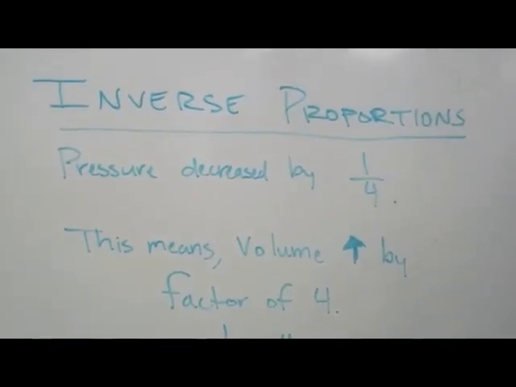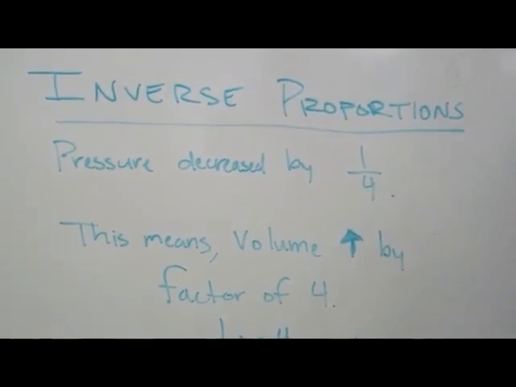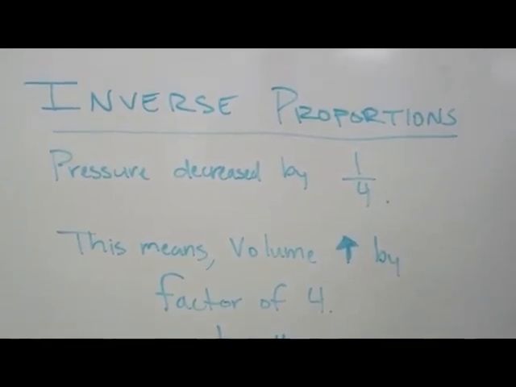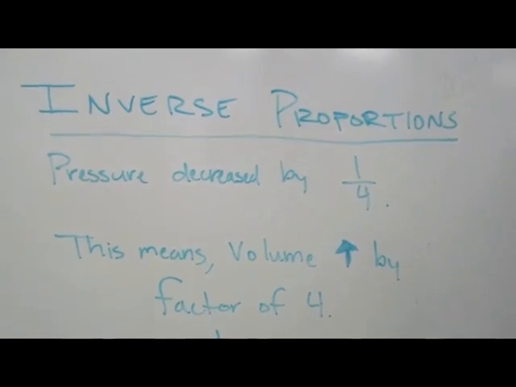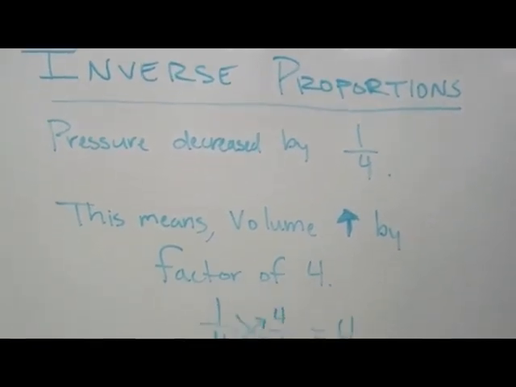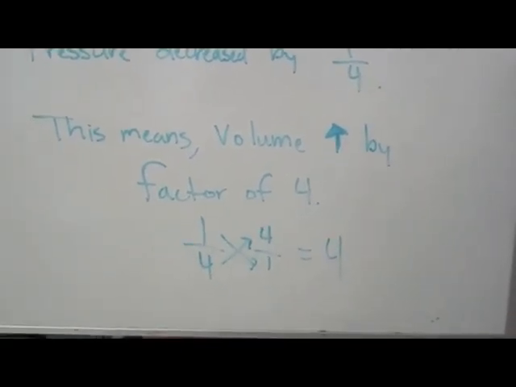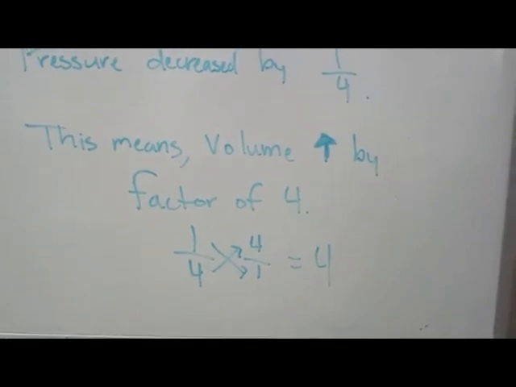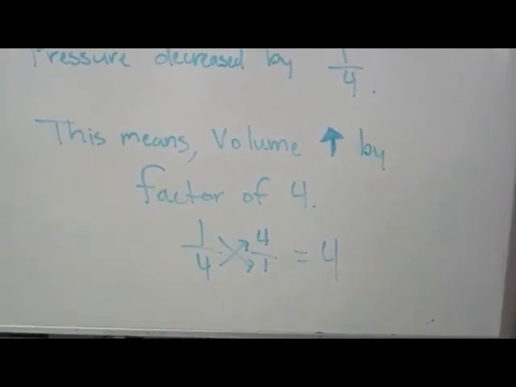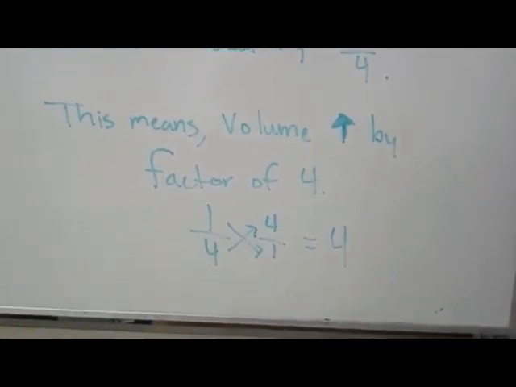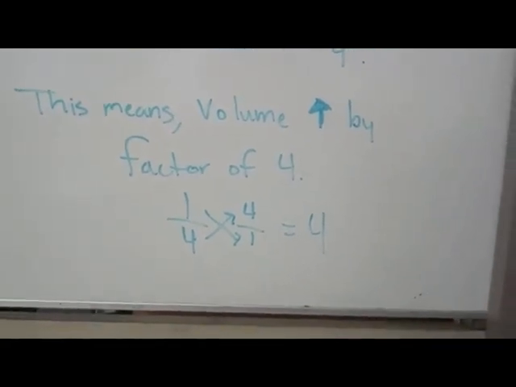Remember, inverse proportions. Let's say that pressure decreased by a fourth. Well, since it's an inverse proportion, this means the volume increased by a factor of 4. Notice my fractions on the bottom. Pressure decreased by a fourth, so the inverse proportion is when you flip them, meaning that volume increased by 4.